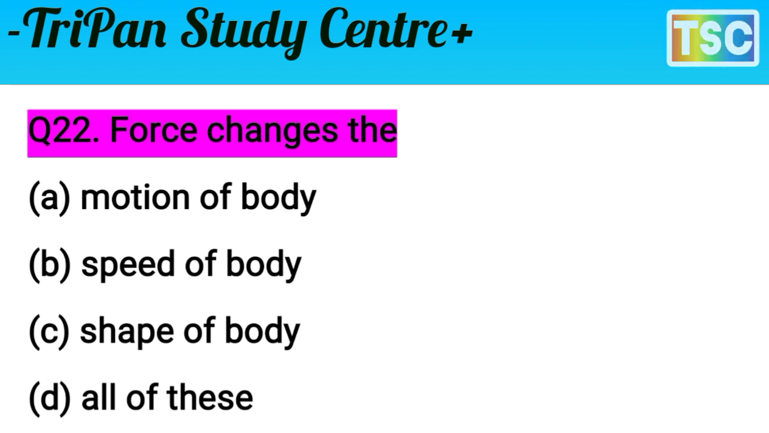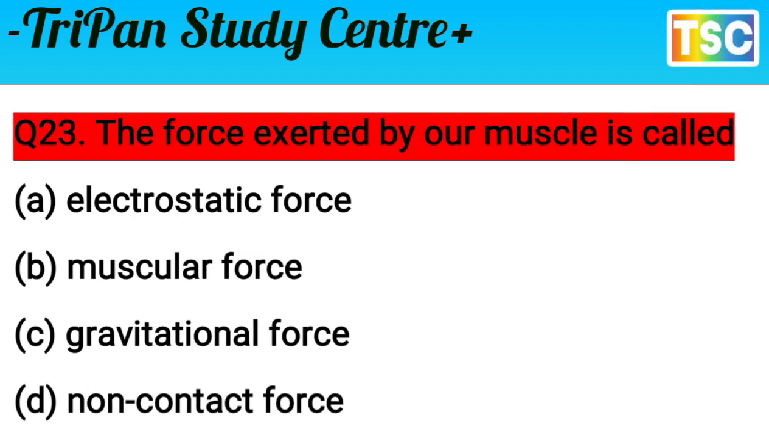Let's see the next question. Next question on your screen. The force exerted by our muscles is called: A. Electrostatic force. B. Muscular force. C. Gravitational force. D. Non-contact force. The question is clear and very easy. But first of all, give the correct answer for this question and write it in your notebook. Let's see what the correct answer is.